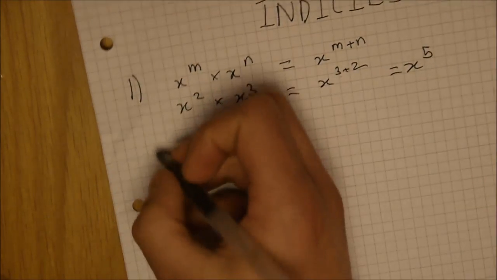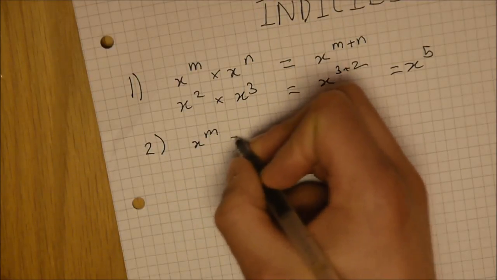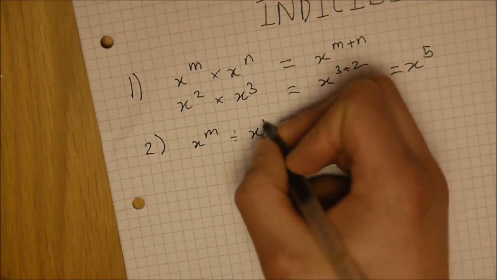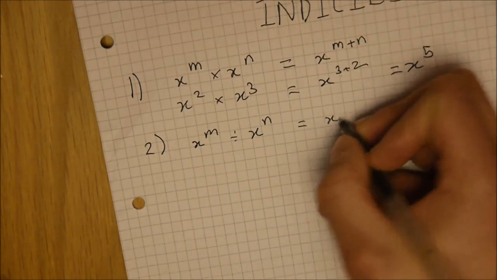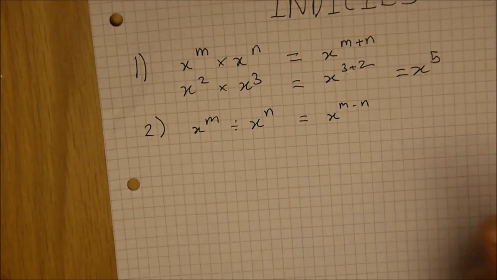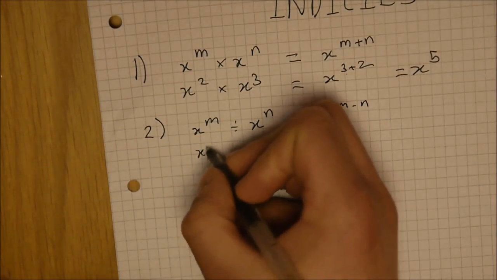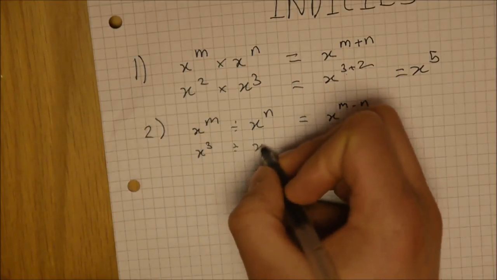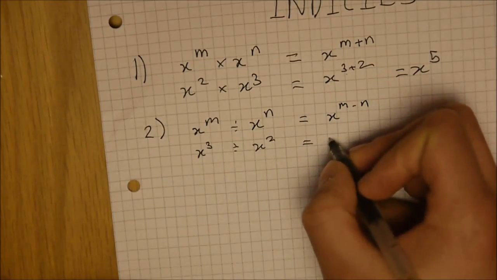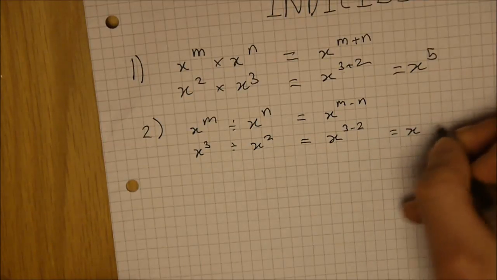The second law, funnily enough, is x to the power of m divided by x to the n equals x to the m minus n. As if you divide powers then they just minus. So if we had the example again, but we had x cubed divided by x squared, you just equal x, because it will be x to the 3 minus 2 equals x to the 1.